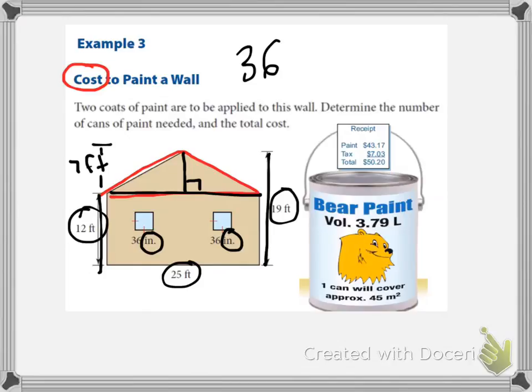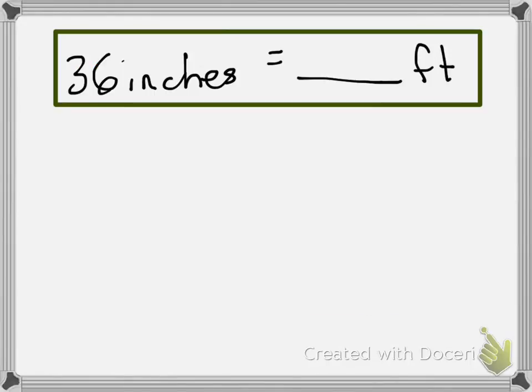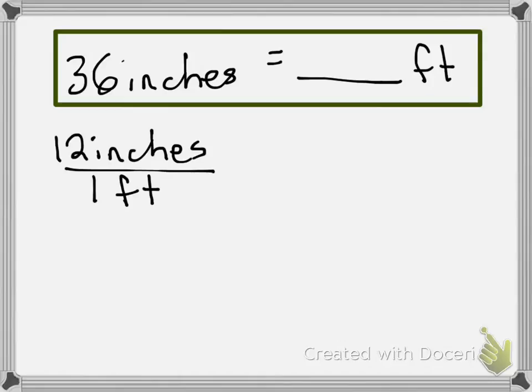So 36 inches is equal to blank amount of feet. So this is what we want to find. 36 inches is equal to how much feet? Well, what do we know? What's equivalent in feet and inches? We know there are 12 inches is equal to 1 foot. So if those are equal and they're on top of each other, that's just like the number 1. So it's like having a 3 over 3. 3 divided by 3 is 1.